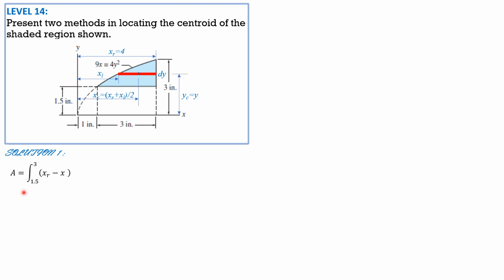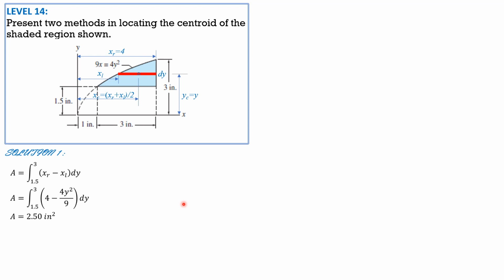So area is integral from 1.5 to 3 of right x minus left x dy. Right x is 4, left x is 4y squared over 9. So from 1.5 to 3, integral of 4 minus 4y squared over 9 dy. So the area, using your high-tech calculator, can now be evaluated, and it is 2.5 square inches.